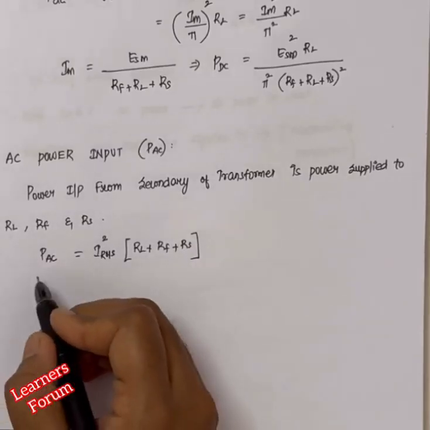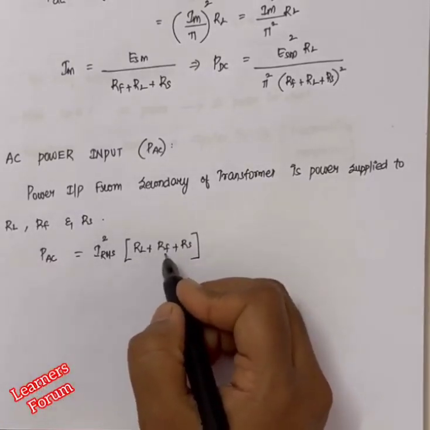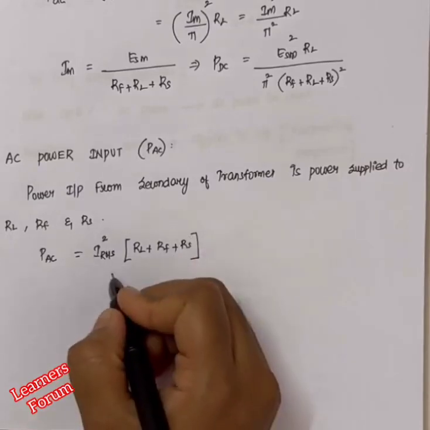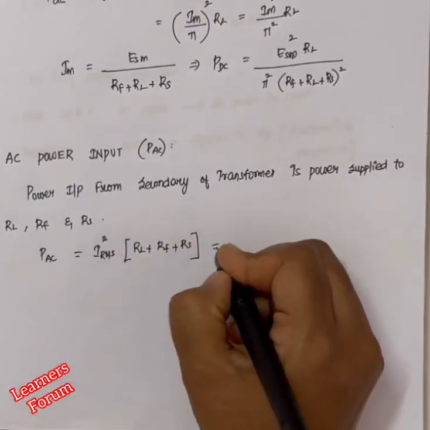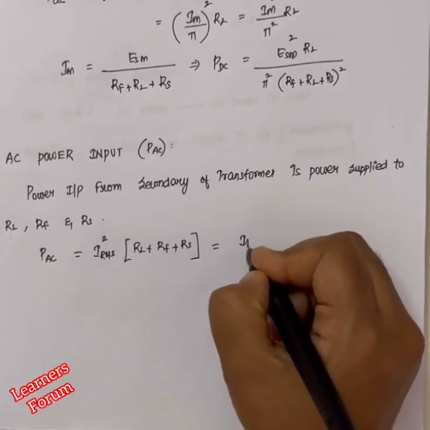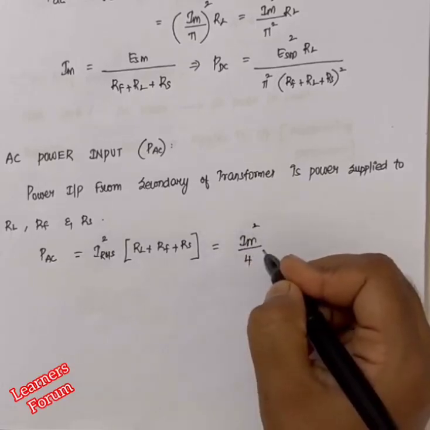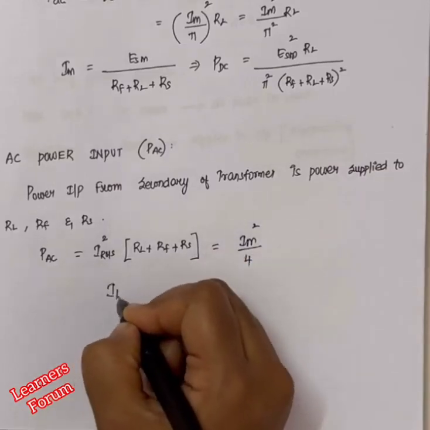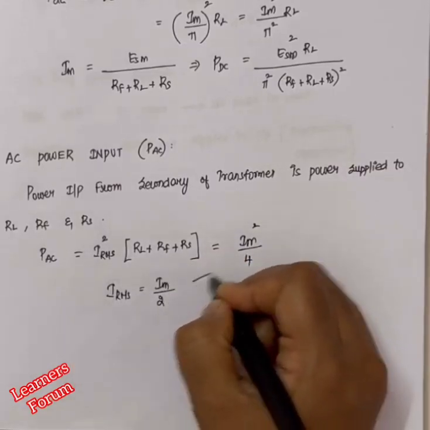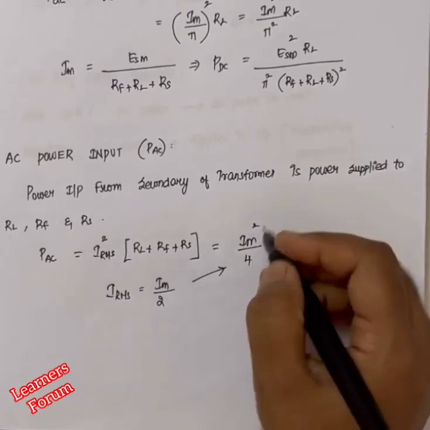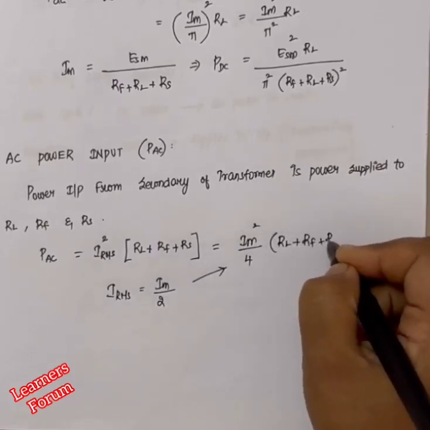So PAC will be equal to IRMS square into (RL plus RF plus RS). So here we know the value for IRMS, which we have calculated just now. Applying that, we will get it as Im square by 4, because the value of IRMS is nothing but Im divided by 2. Applying that, we will get it as Im squared by 4 into (RL plus RF plus RS).